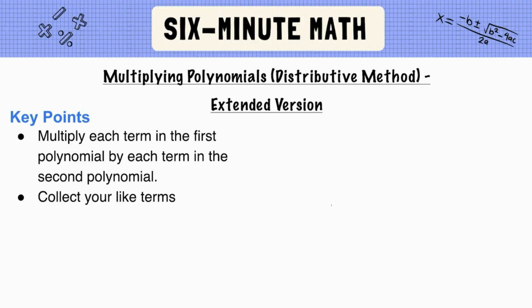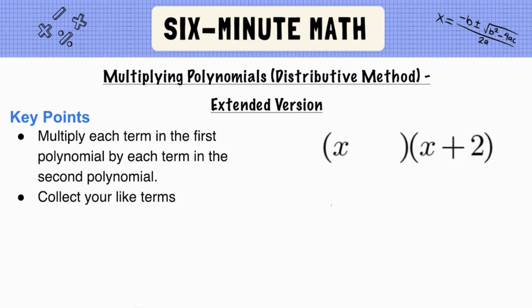Our key points when we are multiplying polynomials using the distributive method is we are going to multiply each term in the first polynomial by each term in the second polynomial. At the end of everything, we are going to collect all of our like terms for a final answer. So let's check out this example of x plus 3 times x plus 2.